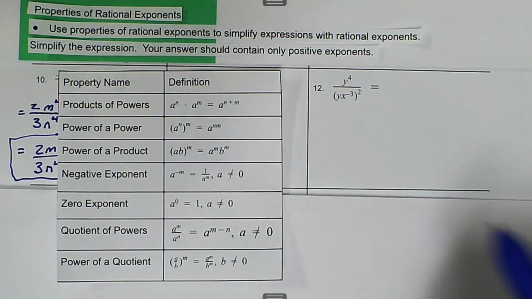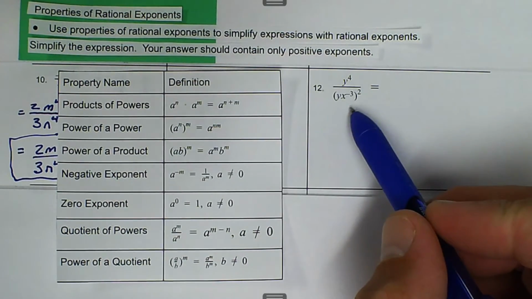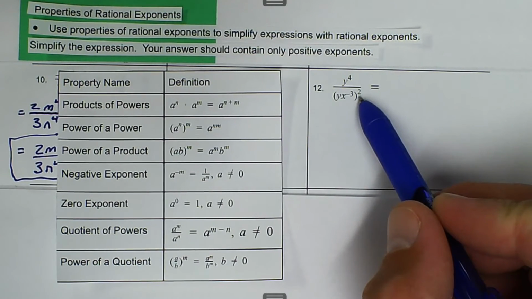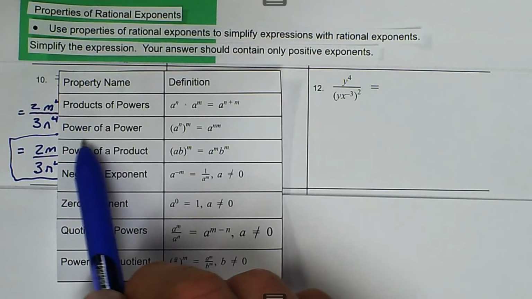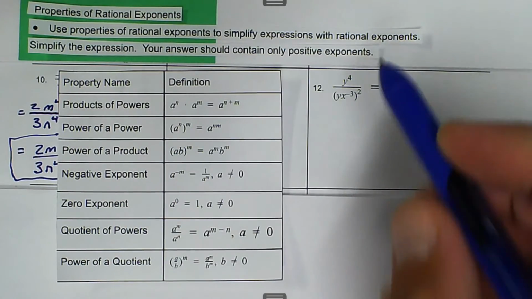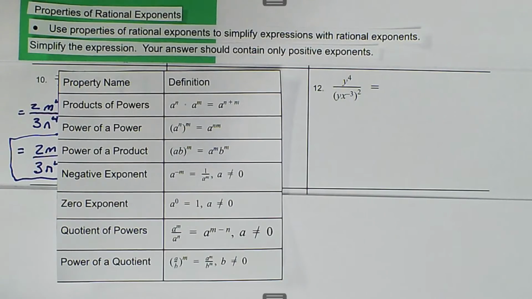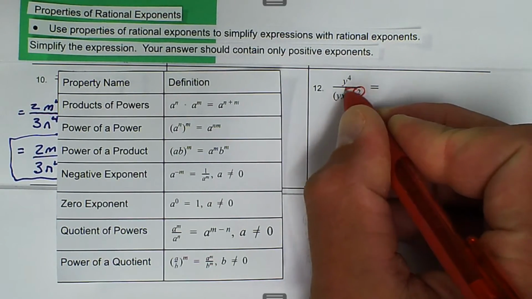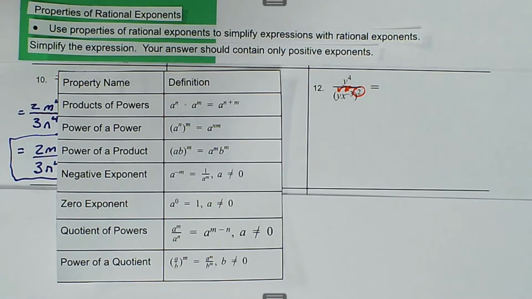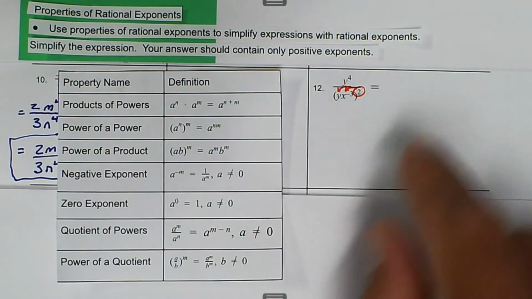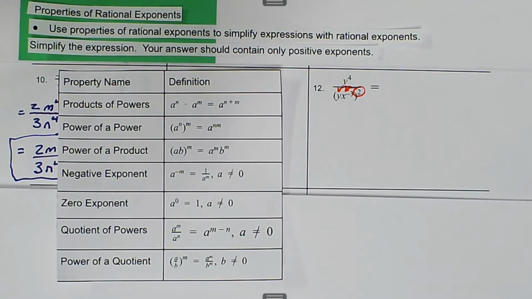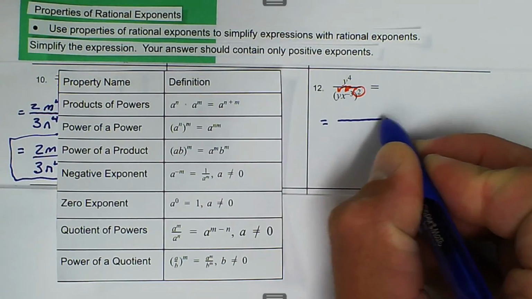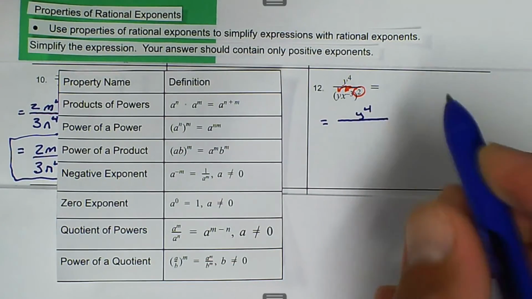Here we have y to the 4th divided by y times x to the -3rd, all raised to the 2nd power. And so here we have a power of a power. And so what we have to do is distribute the 2, or the squared, to all the parts of the denominator. There's no coefficient to work with, so I'm just going to start writing down what I have. In the numerator, there's nothing that we can do. We just leave it as y to the 4th.